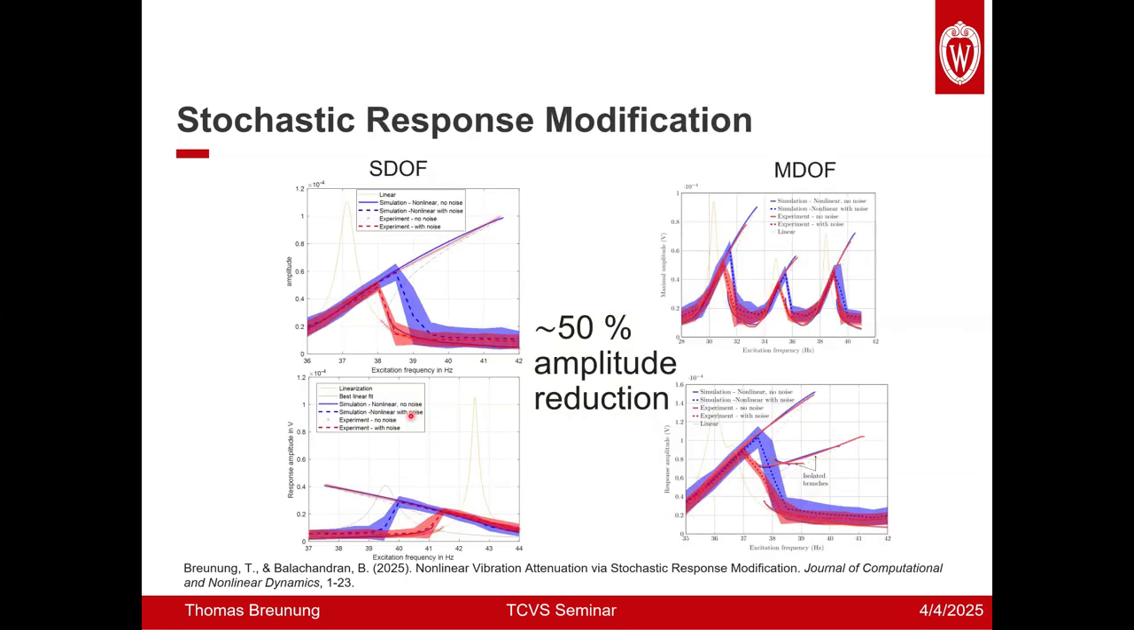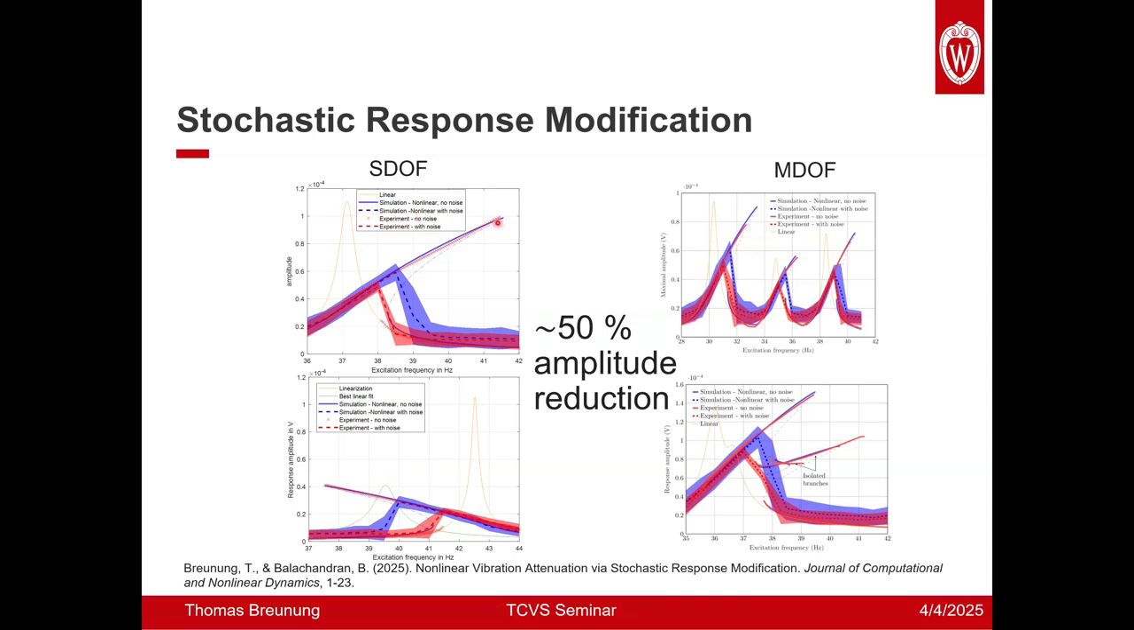And so we have tested this for single degree of freedom systems. So this is the hardening response. This is a softening response where we see a vibration reduction of about 50% in terms of the maximum amplitude here. We also have looked at multi-degree of freedom systems.